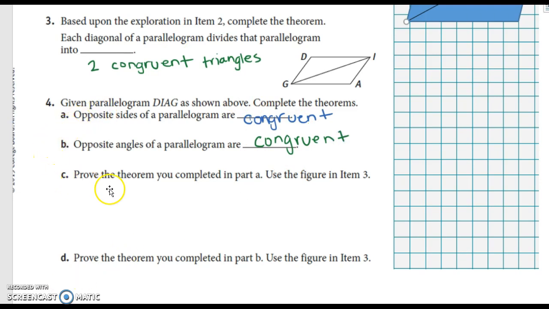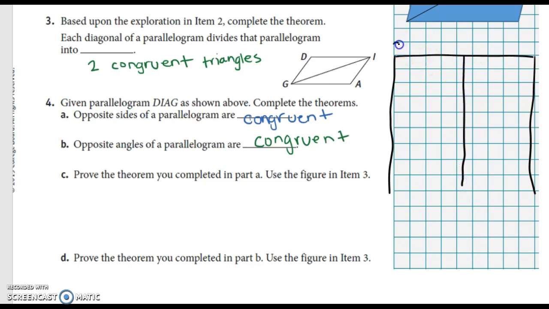Alright, part C says prove the theorem you just completed in part A. So we actually want to prove that opposite sides of a parallelogram are congruent. So we're going to do this in just a simple 2-column proof. I'm going to do it off to the side. Here. So we've got our statements and our reasons. So our first statement, we're using this parallelogram up here.